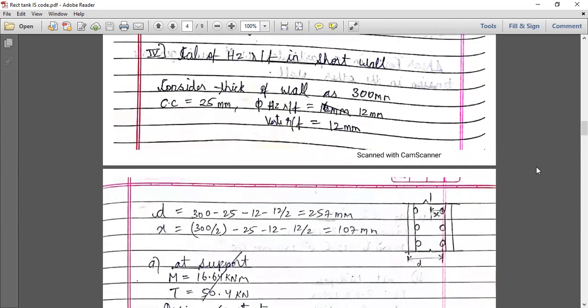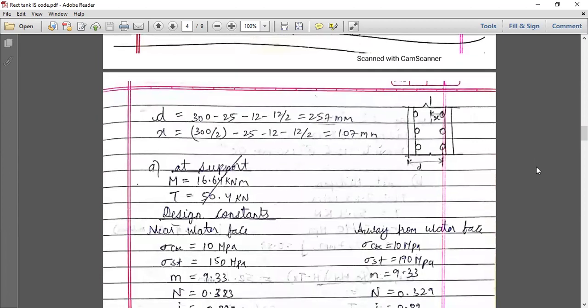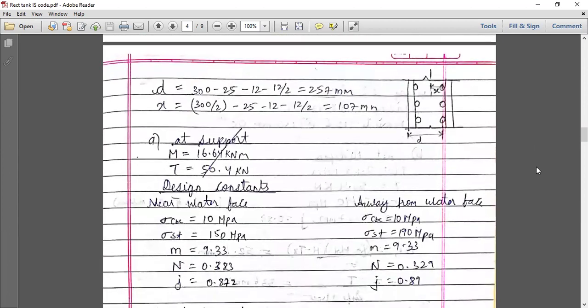Okay, after this, just give me the values of the design constants. Design constants will change. So what is the grade? M30. हाँ, तो M30 के लिए sigma CBC is 10, right? And Fe415 is given, I think. Yes. So for Fe415, sigma ST will change. So this will become 130. Okay. So only once you have to find out these constants. Sigma CBC is 10, sigma ST is 130.